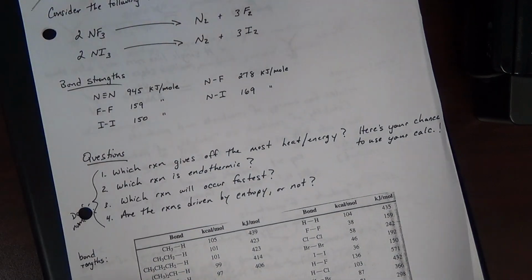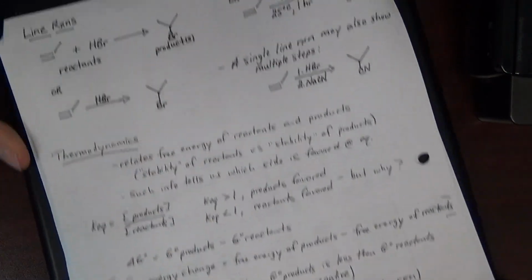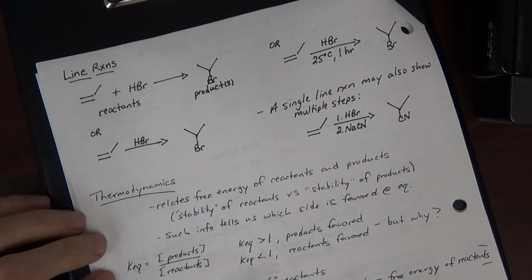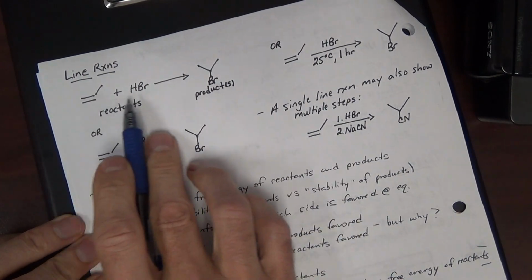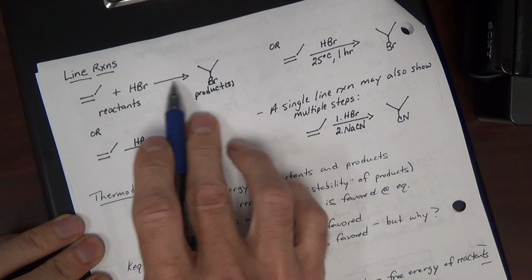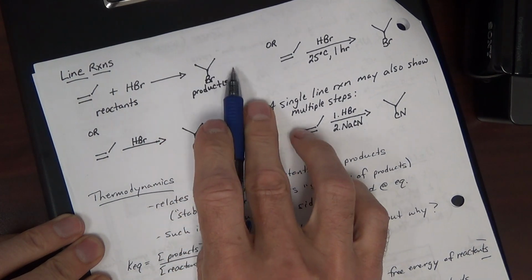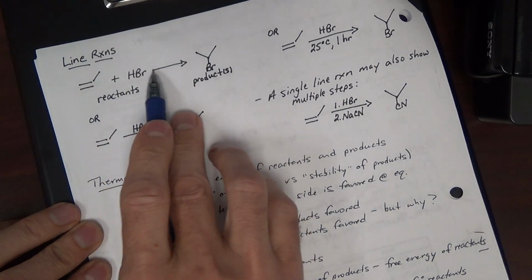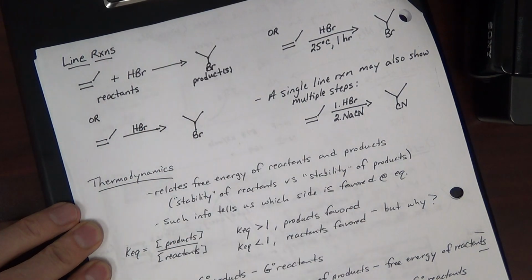Okay, let's look through this handout. First thing we need to look at is to make sure we're familiar with so-called line reactions. A line reaction shows a reaction. It shows reactants on the left side, then a reaction arrow, or what looks like a line maybe, and then product or products. It can be shown like this. This alkene plus HBr yields, and the reaction arrow pretty much means yields this product.